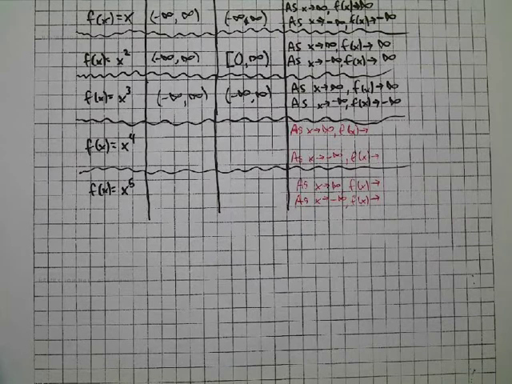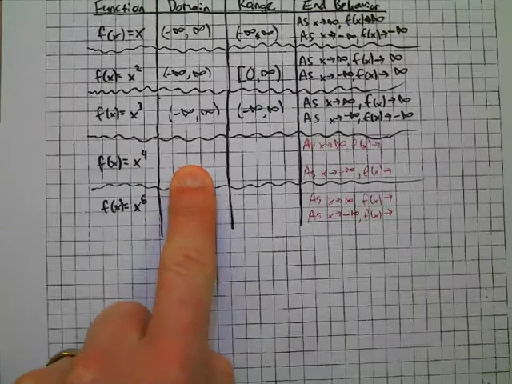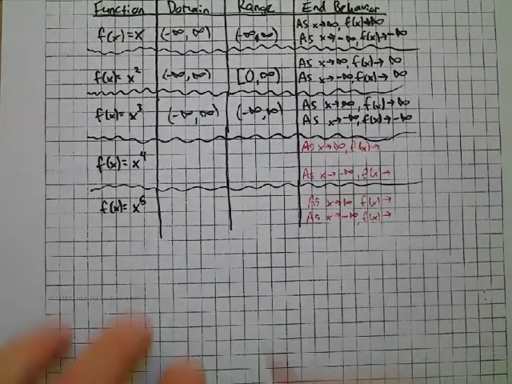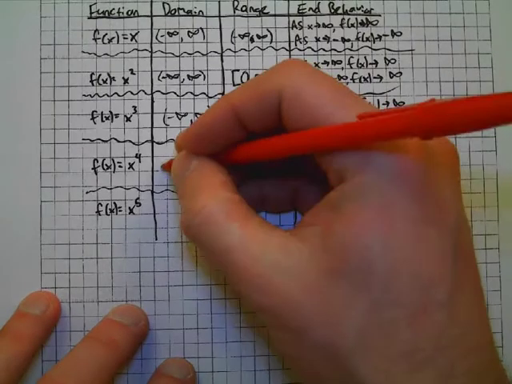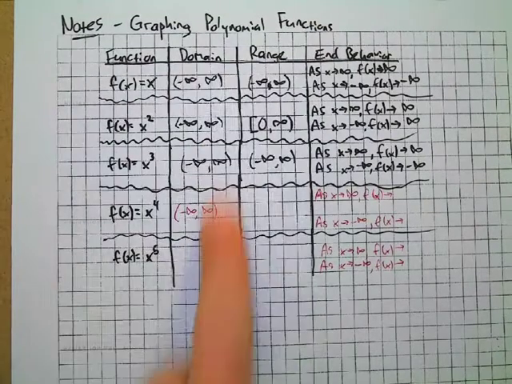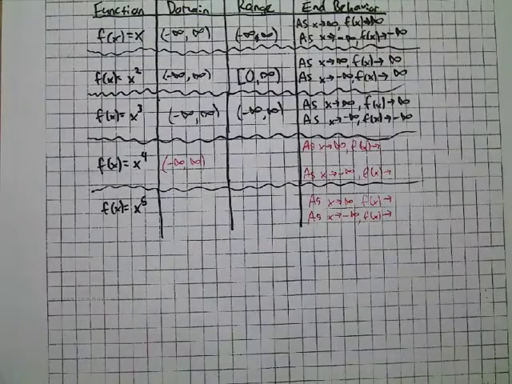All right, let's go to Nick. Domain there, Nick, for x to the fourth. What'd you get? Negative infinity to positive infinity. Surprise, surprise, right? Same thing we've been getting for all these earlier ones. Okay, very good.